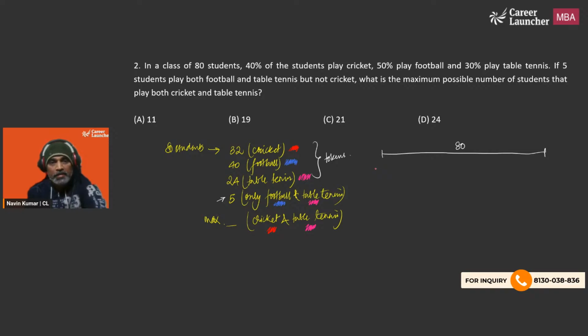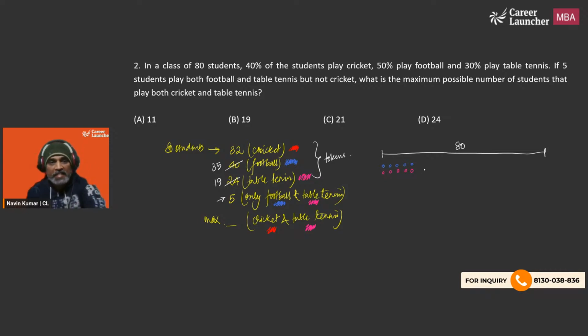So since out of 40 that play football and 24 that play table tennis, what we can do is we can say that five of them play football, so that's blue color. Five of them play table tennis, so that's pink color. Which basically means that we are left with 35 football and we are left with 19 table tennis, right? Now, we need to find out how many of them play cricket and table tennis, right?